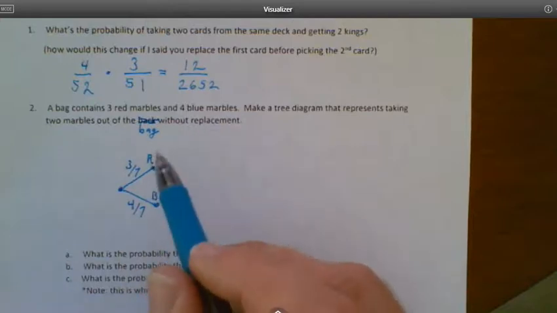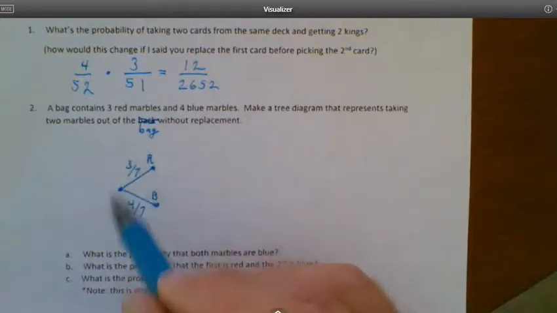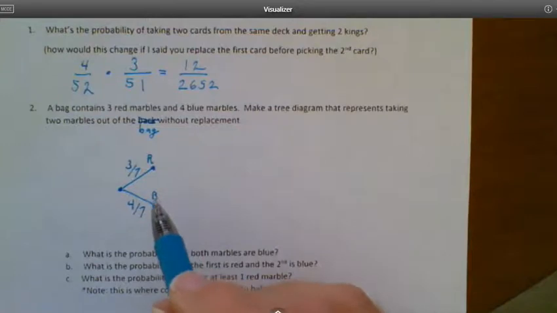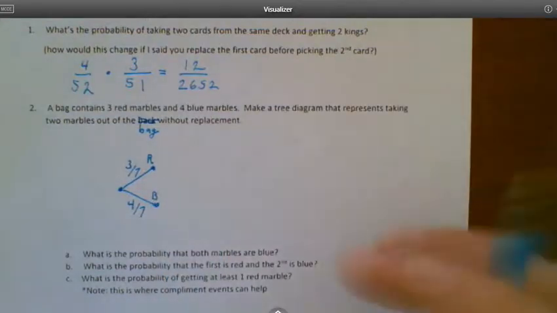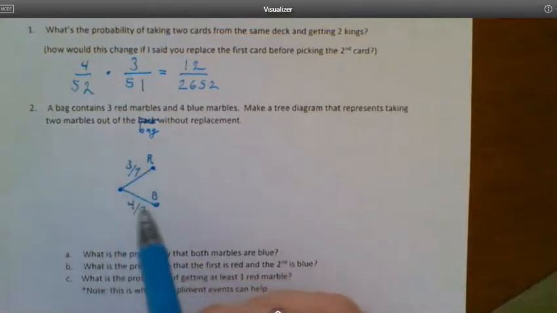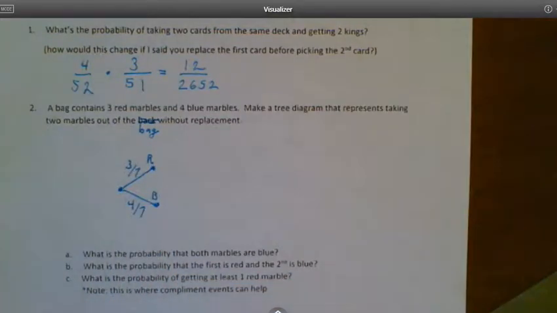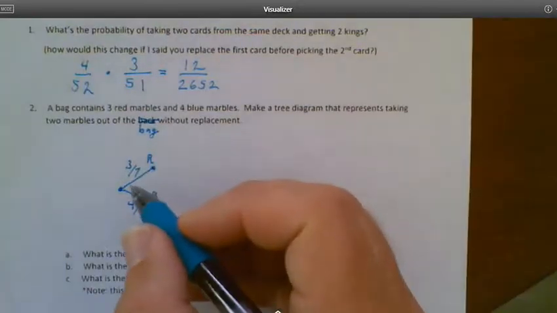That means whatever happens here, I am not going to put that marble back before I reach in and take out another one. So now my second event is definitely going to be affected by whatever happens here, right? And this is why these are dependent events.